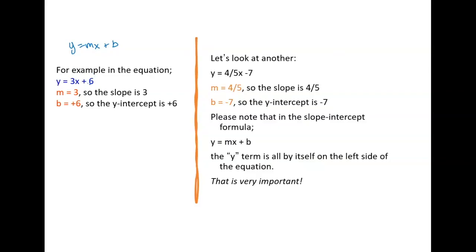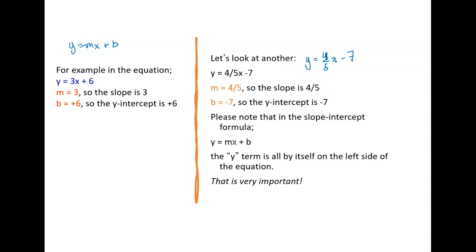And then the other number, as long as the y is first, y equals something x plus 6, or plus b, we can say that my y-intercept is 6. So I have a slope of 3 and a y-intercept of 6. So here's another example. We have, I'm going to write this out. So we have y equals 4 over 5x take away 7. So my slope comes right beside the x, so it's 4 over 5, and my y-intercept is negative 7.